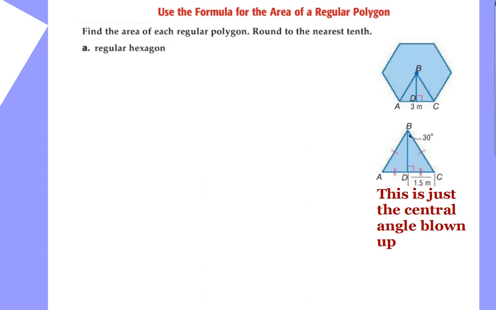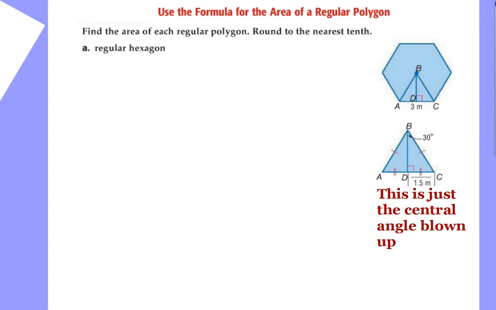All right. So if we want to find the area of our regular polygon here, we're going to find the area of this regular hexagon that I have. What I did here is I blew up the triangle. This is not a separate problem. All I did was take our triangle right in here and blow it up a little bit.